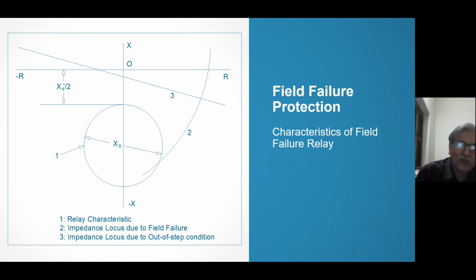How do we sense this field failure? That is very important. We are sensing field failure by a distance relay, the characteristic of which is an offset Mho relay. Its diameter is Xs, that is the synchronous reactance of the generator, and it is offset by Xd' by 2, that is half the direct axis transient reactance. So if the impedance seen by the relay enters this, and we have learnt in B.Tech classes that the impedance which was seen in the first quadrant when it was working as a synchronous generator will now, when it is working as an induction generator, be in the fourth quadrant. So the impedance seen will enter the fourth quadrant. And when it enters this characteristic, the action starts.